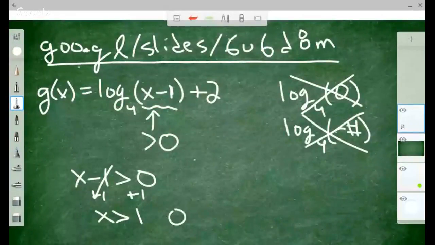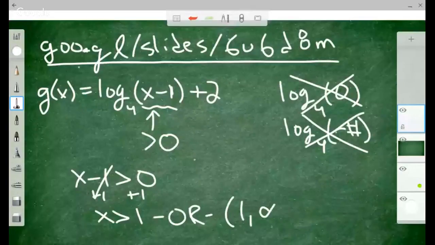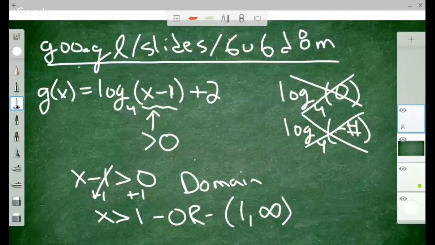So in interval notation, you would say everything to the right of 1, but not including 1, because there's no or equals to sign under there. Okay, so this would be the domain for g of x.